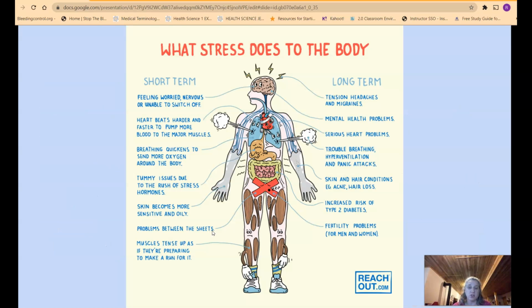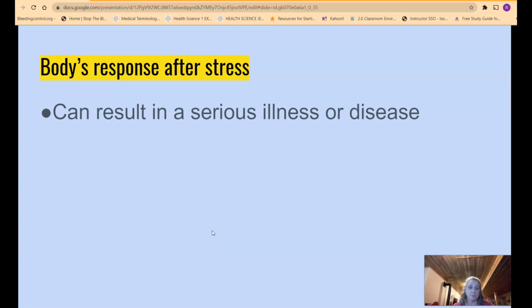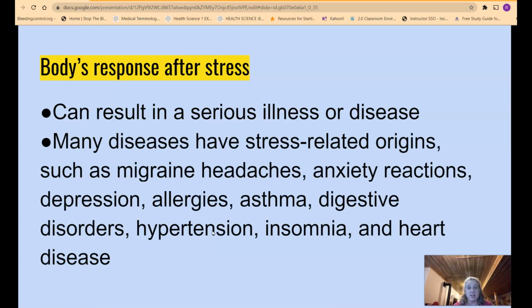Here's just a picture of what stress can do to the body. You have short-term effects and long-term effects. The body's response after stress can result in a serious illness or disease. Many diseases have stress-related origins, such as migraine headaches, anxiety reactions, depression, allergies, asthma, digestive disorders, hypertension, insomnia, and heart disease. All can be caused by stress.